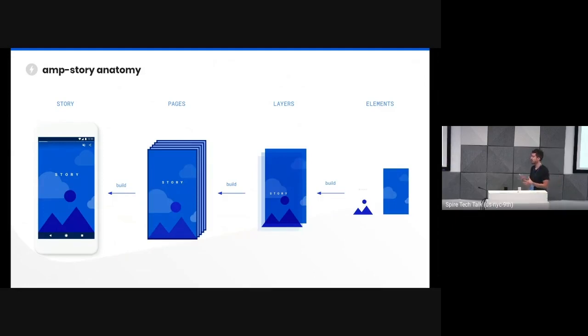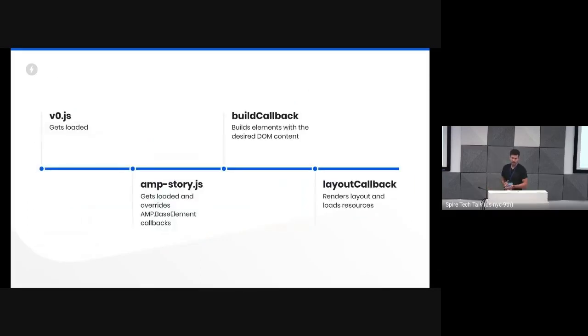And this helps us better orchestrate and run the resources inside of a story and the interaction that follows a story. To give more context of how this happens, let's look at the life cycle of a story, starting from just a regular AMP document, and first at how it gets loaded. We first load v0.js, which is the library that contains the AMP runtime. Then we also import ampstory.js, which is the extension that imports AMP story and all its functionality. And this overrides AMP base element callbacks, which are provided by the runtime. We take those callbacks and override them with AMP story specific behavior.